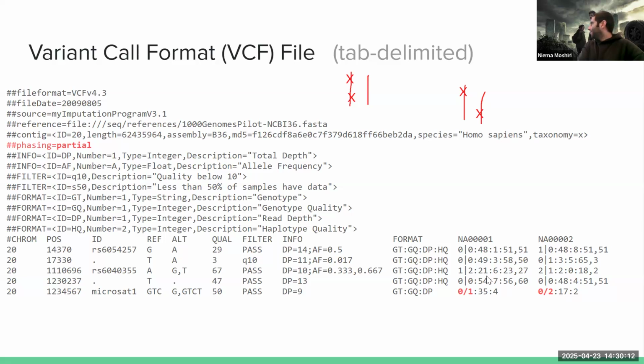Okay. And you'll notice there's two numbers because it's how confident am I of this one on this chromosome, and then how confident am I of this one on this chromosome? Okay. Questions, concerns? No?